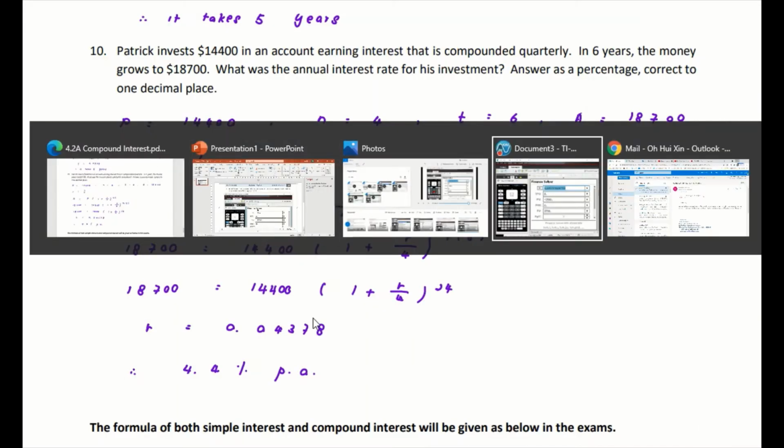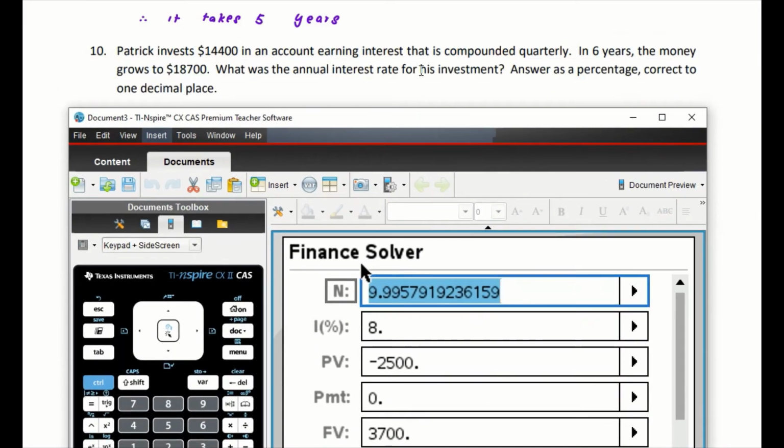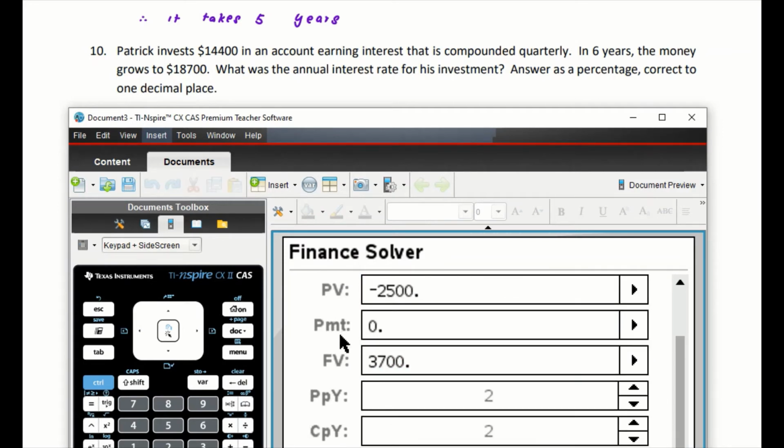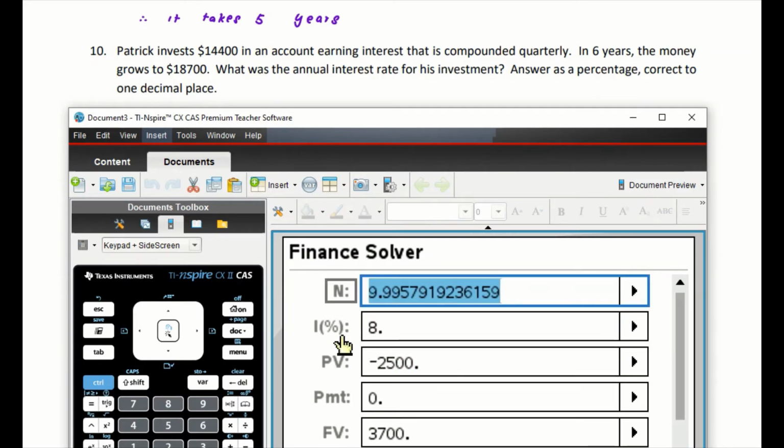Alright, so this one is about Patrick. Same thing. In this question, the question wants us to find out the annual interest rate, right? So I is the thing that we are finding. Okay, so we can change our N here already. In 6 years, compounded quarterly. So 1 year 4 times, so 6 years total 24 times. So the interest rate here is the one that we want to find, right? Then just leave it. Then after that, tab. So your PV here, -14400. Payment also 0. Future value at the end, you are able to get 18,700.